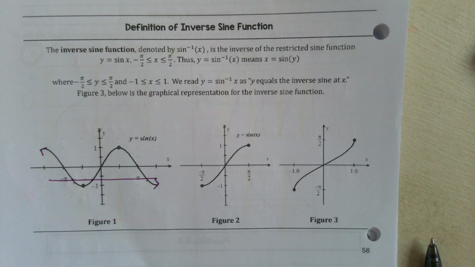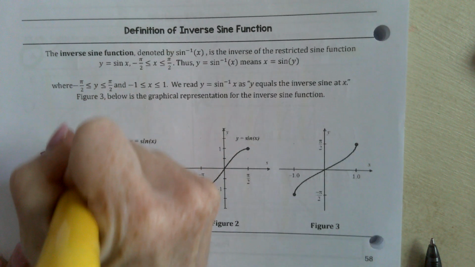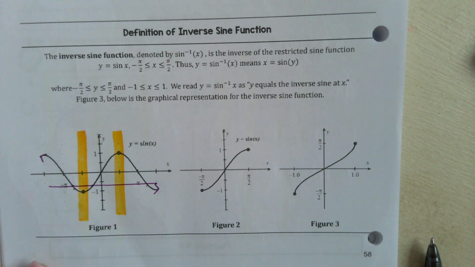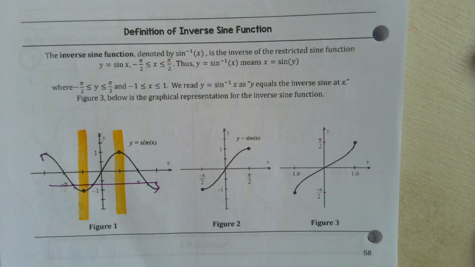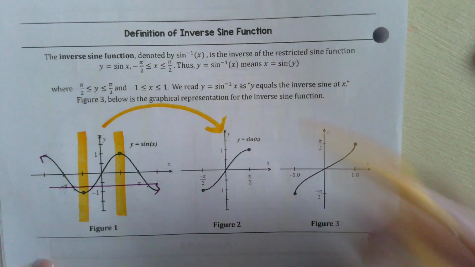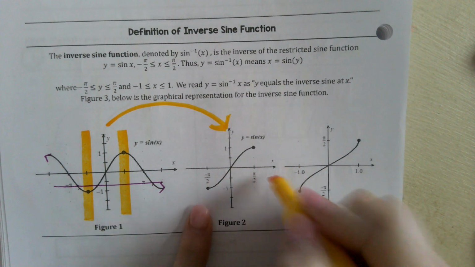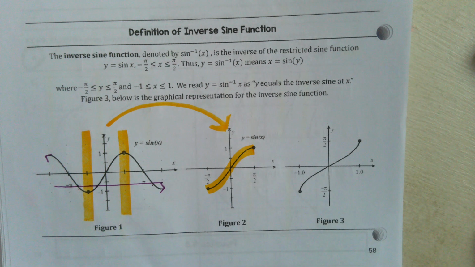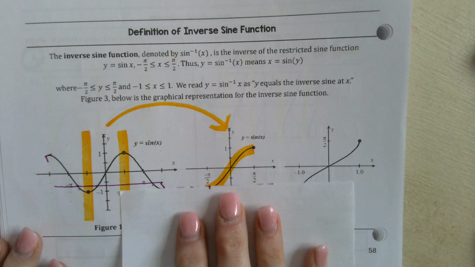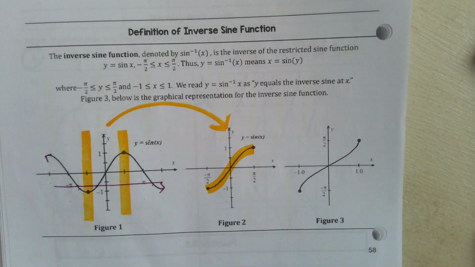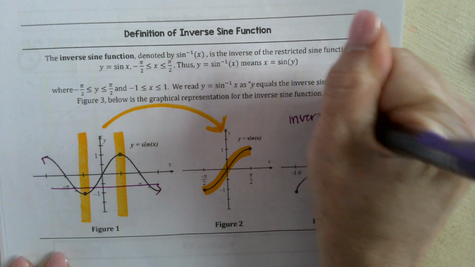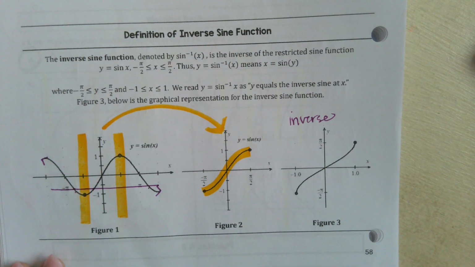So, I am going to pick some values of x. I'm going to go from negative pi over 2 to positive pi over 2. This is the restricted graph. Negative pi over 2 to pi over 2. What I notice right here is that this passes the horizontal line test. There's only 1 point on that line at any given time. So, this right here is the graph of my inverse function.